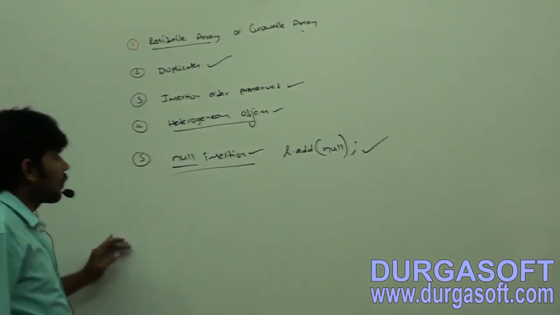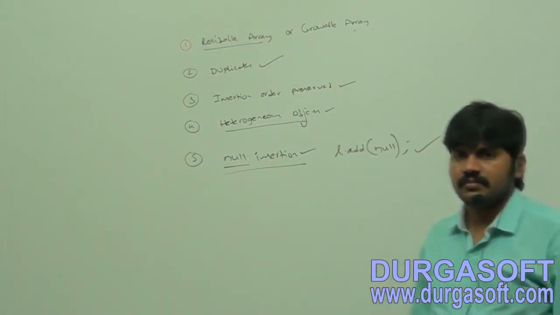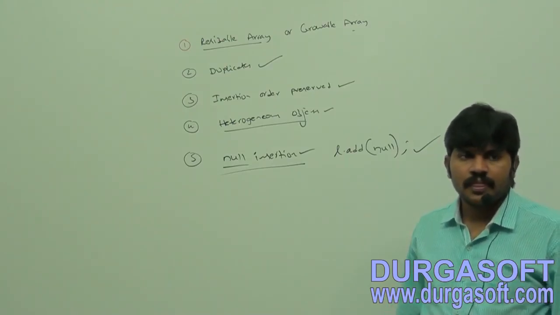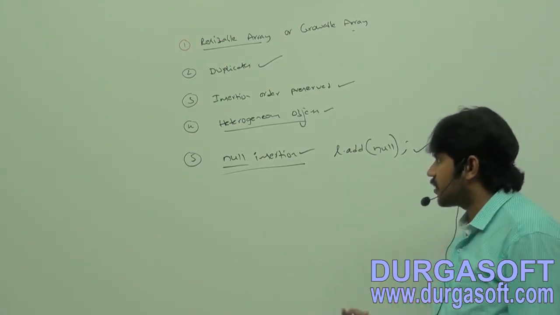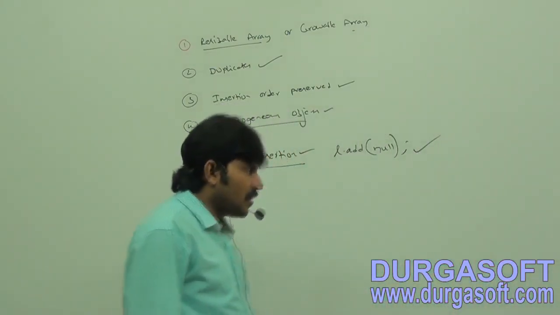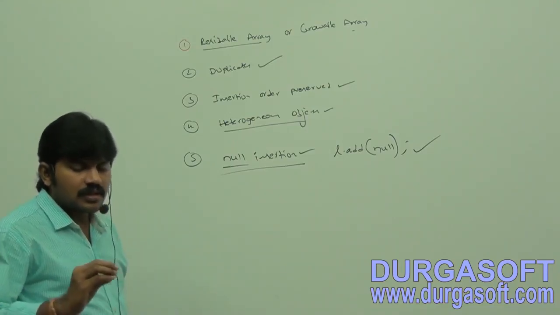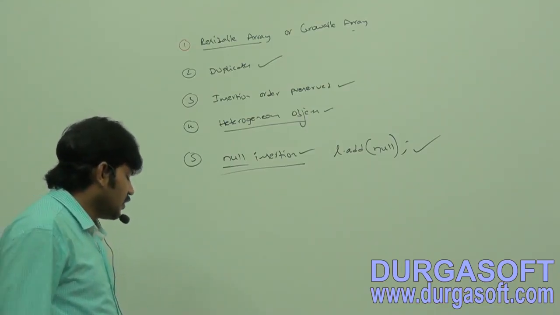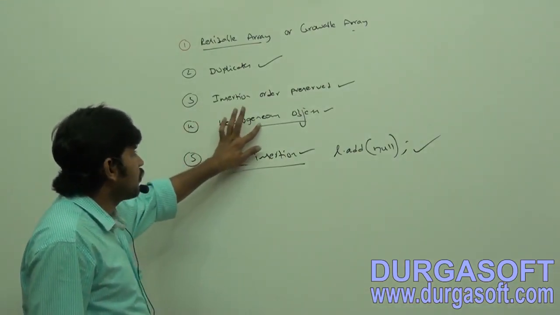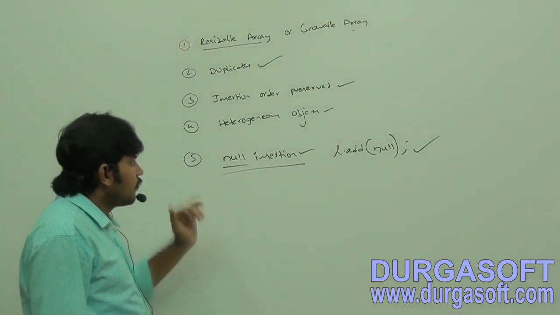Next, second one, duplicates are allowed. Duplicate objects are allowed. Next, third one, insertion order is preserved. Fourth one, heterogeneous objects are allowed.